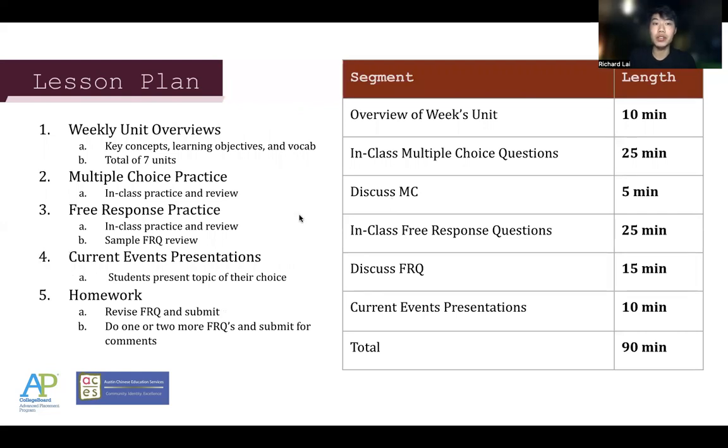So here is a brief overview of the lesson plan that I will use. So first, we'll start out with 10 minutes of an overview of the week's unit. Then we're going to dive into in-class multiple choice question exercises, which we will do a couple in class and also be able to discuss some in class. And then also move towards free response questions as well. Same thing, do a couple questions and also respond and discuss.